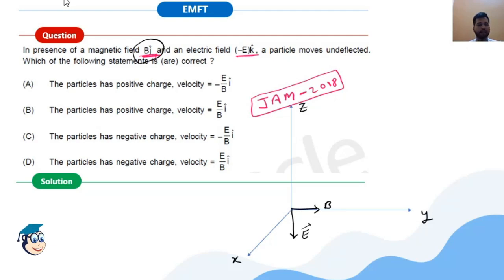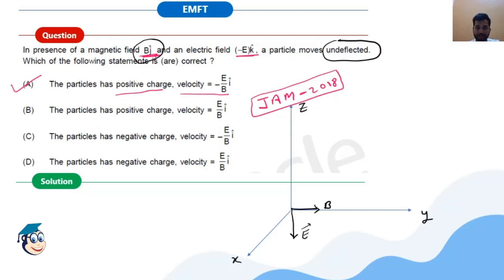And a particle moves undeflected. In the question it is given that the particle must move undeflected. That means the net force on that particle should be equal to 0. So we have to verify which option is correct. So let us first see option A, and that says the particle has a positive charge, and the velocity is minus E by B i cap.